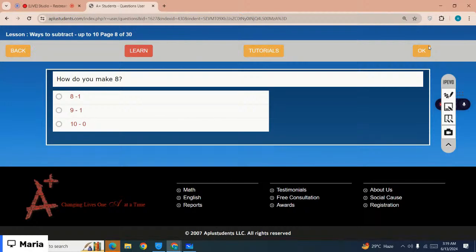How do you make 8? Which is the correct option? That's option number 2. Very good. 9 take away 1 makes 8. Option number 2 is the correct option.